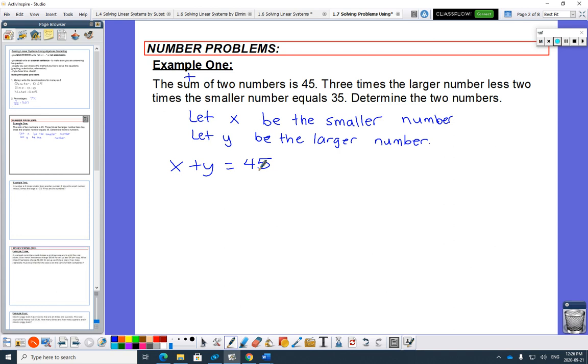So now we have the second sentence, 3 times the larger number. So that's 3y, less 2 times the smaller number. So that's 2x equals 35.